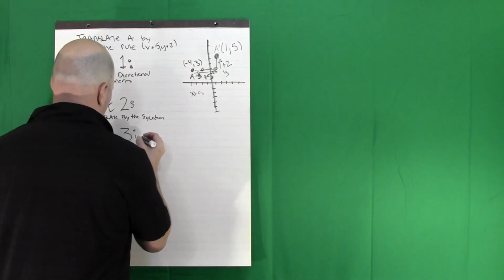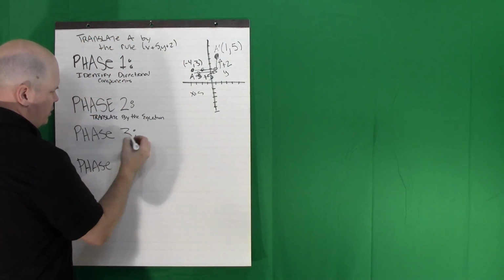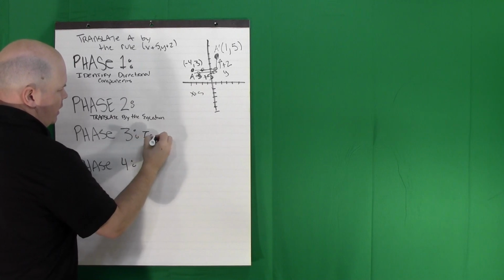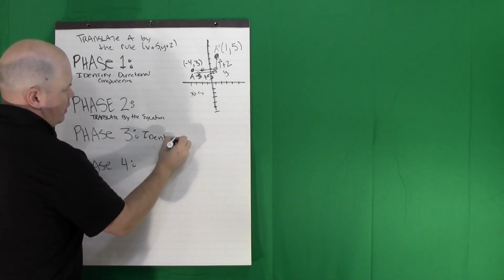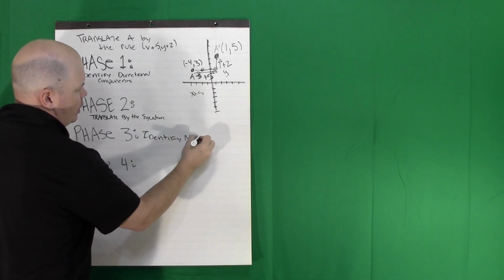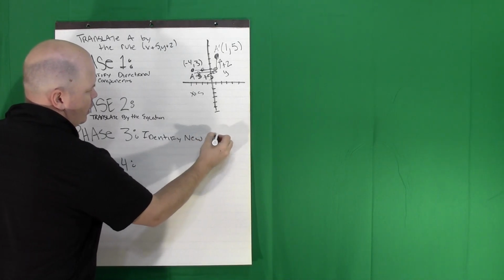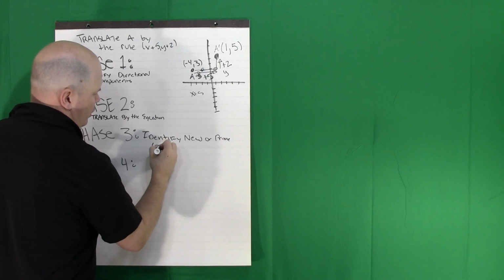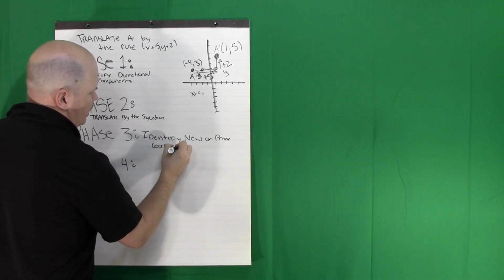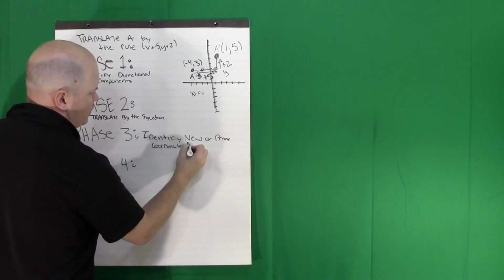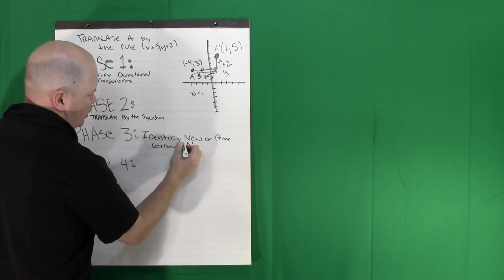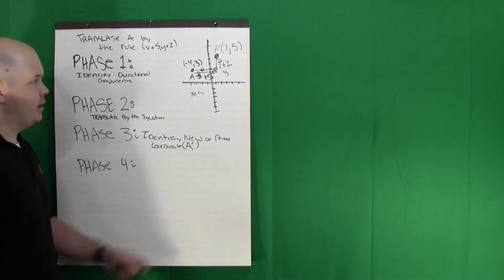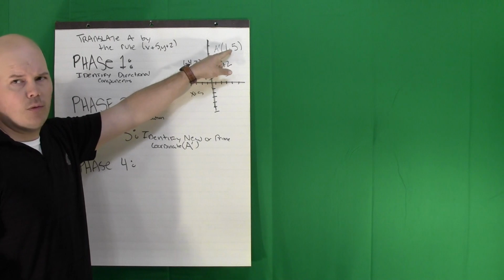So phase 3 would be, after translating by the equation, identify the new, or what we call the prime coordinate. In this case, since it was A, we denote that with that little tick mark. So we identified our new A coordinate, which was at 1, 5.